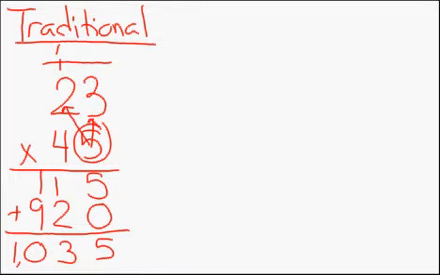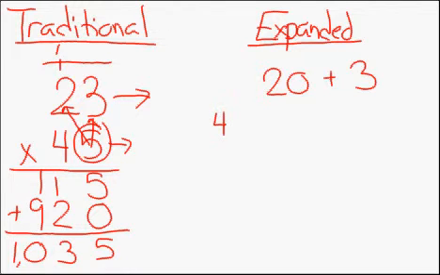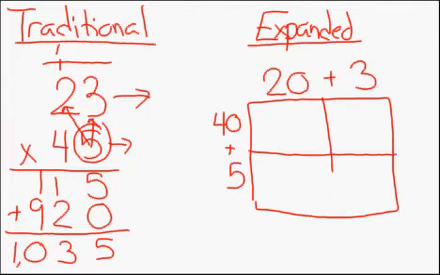Okay, so let's look at that expanded way that I was just telling you about. Expanded is another way that you can do multi-digit numbers. Let me show you how that works. Let's look at this 23. 23 we know is 20 plus 3. And then let's look at 45 and write it like this: 40 plus 5. Then we're going to draw a box to go along with our numbers. So it's almost like the multiplication tables.